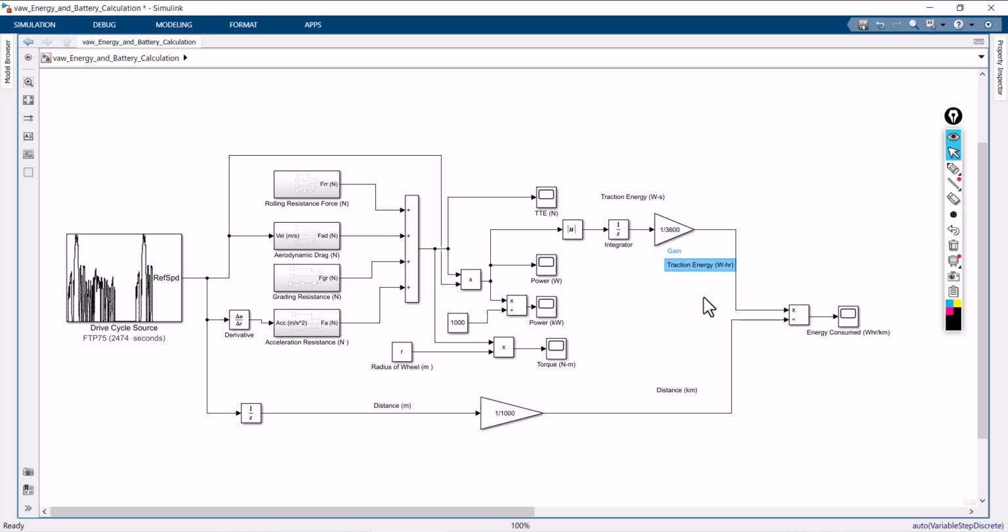In the second case, you have to convert the velocity into distance, which is in meter, and again meter to kilometer. At last, if you divide, this will give you the energy consumption in watt hour per kilometer.